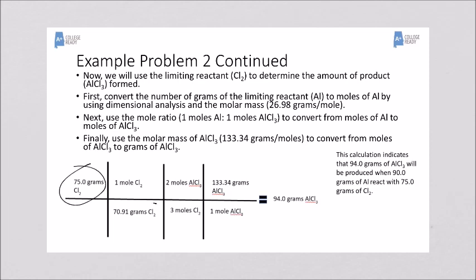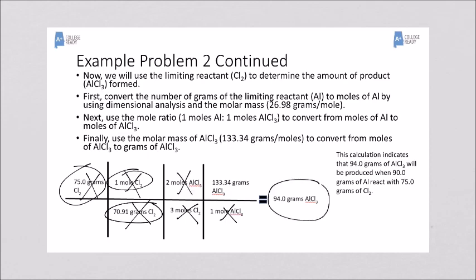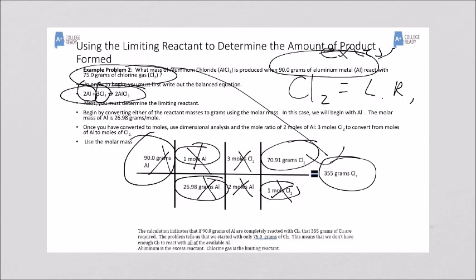I'm going to use the molar mass of chlorine to convert from grams to moles. I'm going to use the mole ratio between chlorine and aluminum chloride, which from my equation was 2 moles of aluminum chloride to 3 moles of chlorine gas. The moles of chlorine cancel. And then I'll use the molar mass of aluminum chloride to convert from moles of aluminum chloride to grams. And when it's all said and done, I end up with 94 grams of aluminum chloride produced when 90 grams of aluminum metal react with 75 grams of chlorine gas.